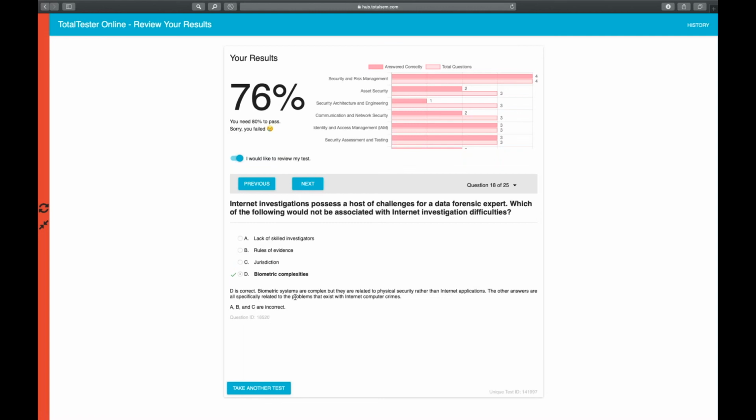Biometric complexities. Biometric systems are complex, but they are related to physical security rather than internet applications. The other answers are all specifically related to the problems that exist with internet computer crimes.